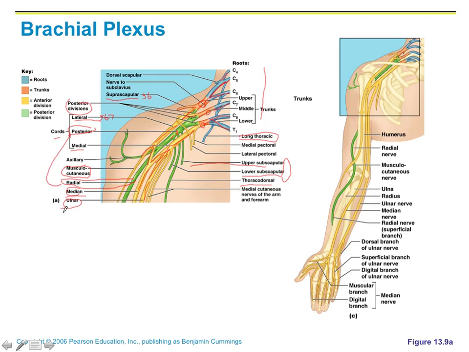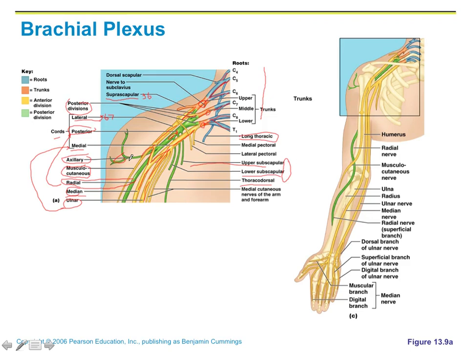The ulnar nerve is from the medial cord. The posterior cord divides into two branches. One branch is the radial nerve. Another branch, also very important, is the axillary nerve.